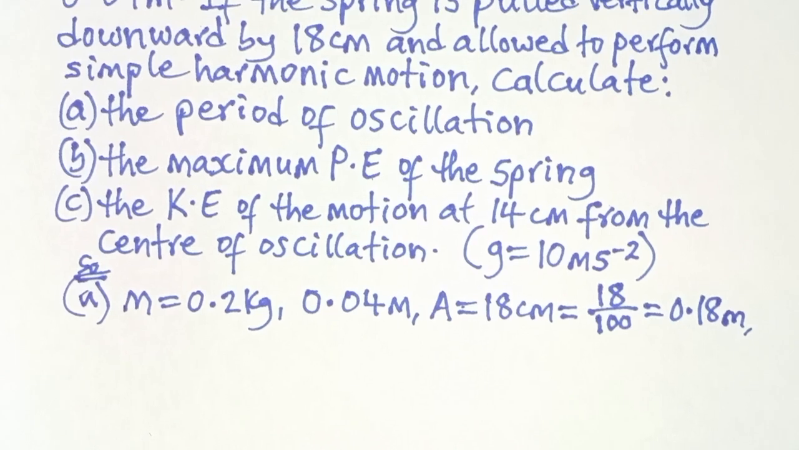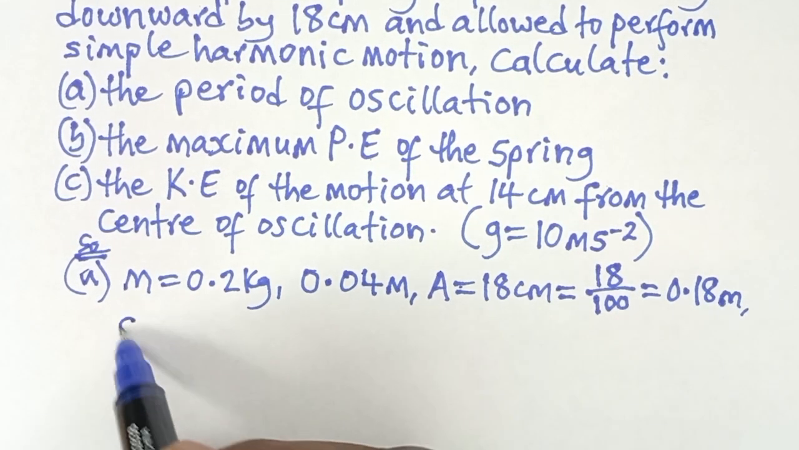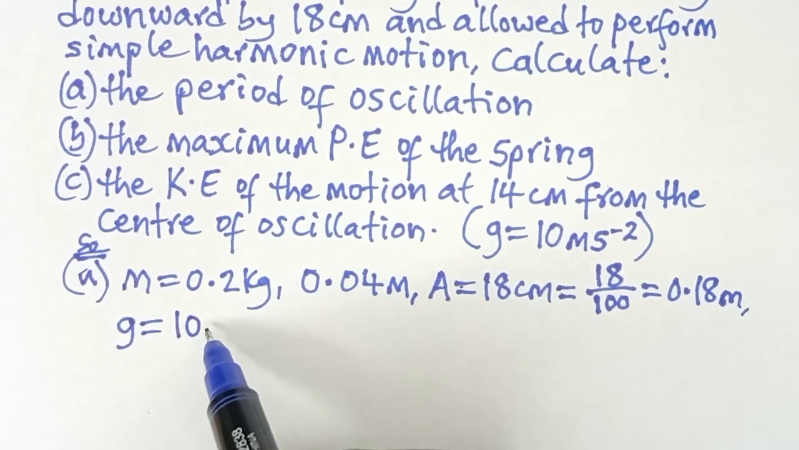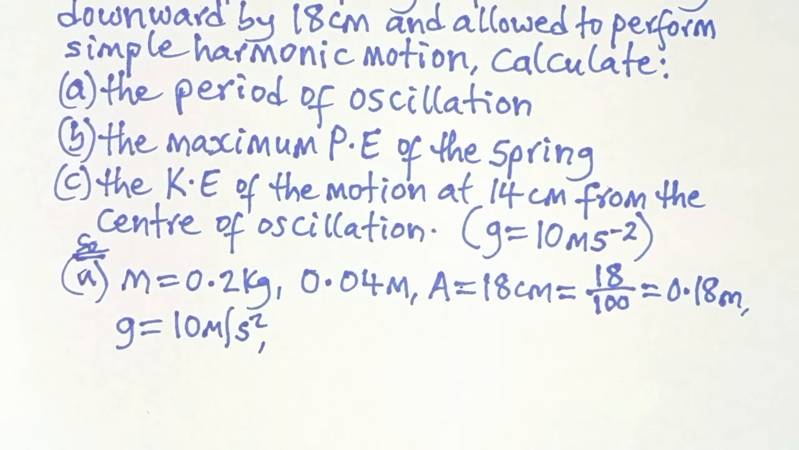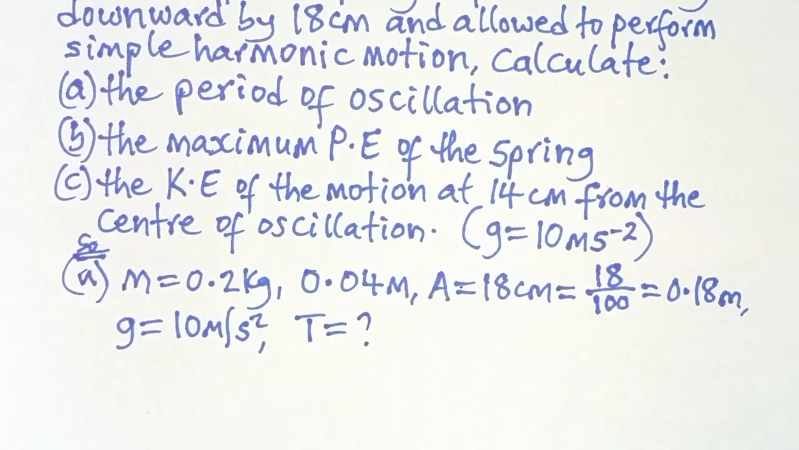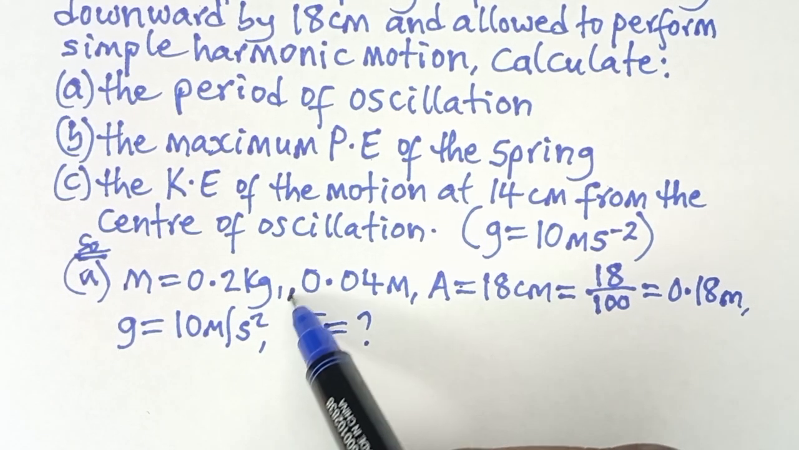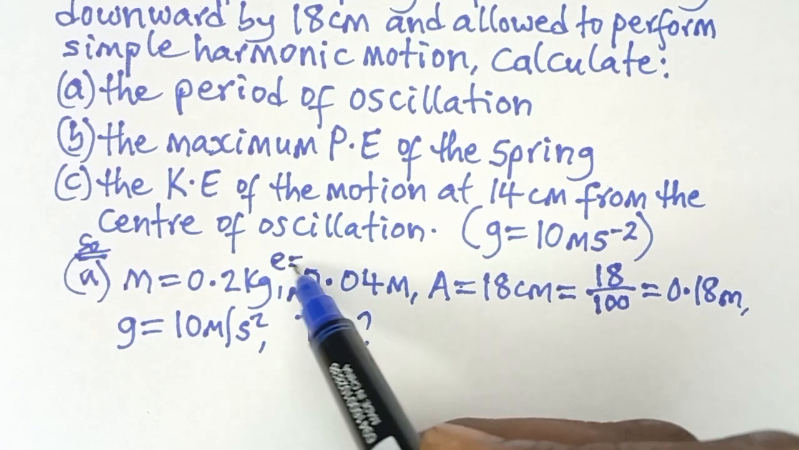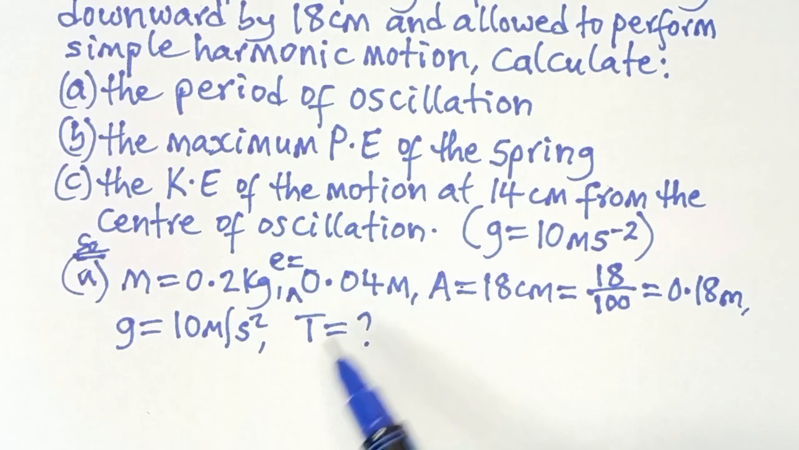And then don't forget that we are also given acceleration due to gravity. That is g is equal to 10 meter per second square. And then in this first question, we are looking for the period T. That is what we are looking for. Now, for us to obtain this, don't forget, this is our extension. I'll call it letter e. Extension, which is letter e, is equal to 0.04 meter.